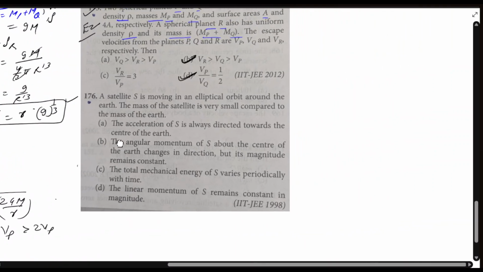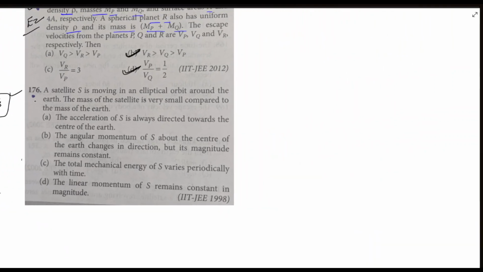This was the 7th, so this must be our 8th. So this is our 8th question. We have a satellite moving in an elliptical orbit around the Earth.